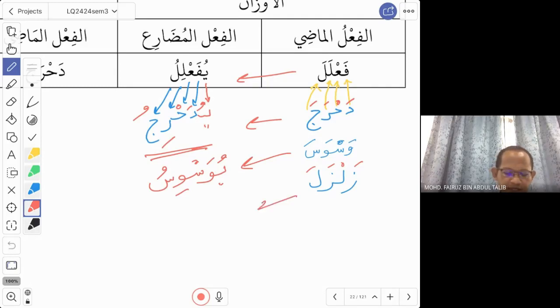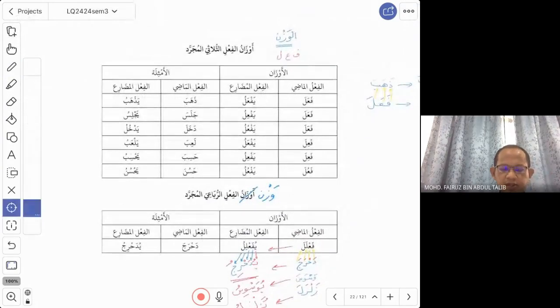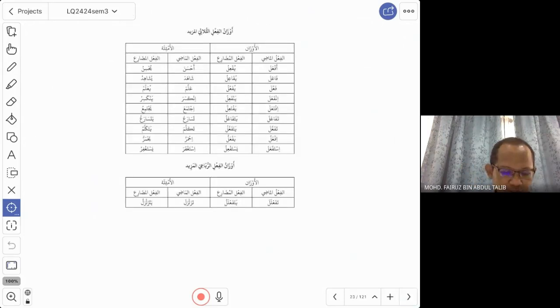Zalzala. What is the mudari for zalzala? Yuzalzilu. Good. See, now you can read even though it does not have the harakat. Okay, good. So this is the wazan of the fi'l sulasi mujarrad. Any questions so far? Any questions? All right. So no question. Okay, we finish this with this one.